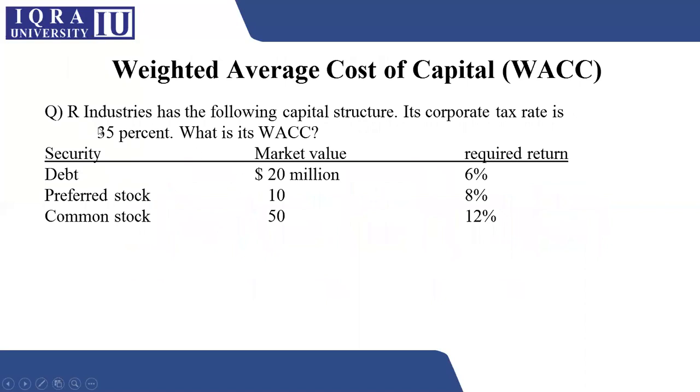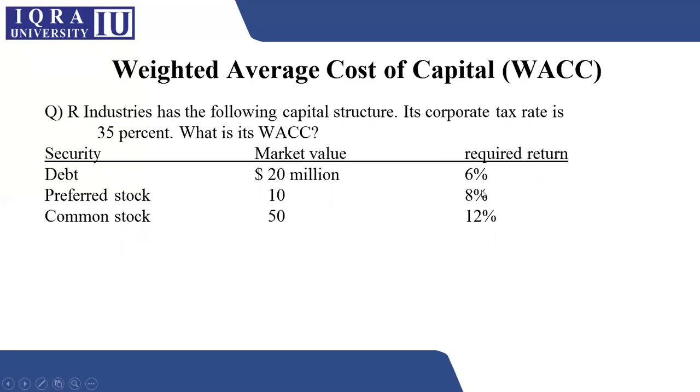Let's suppose this is the company in which a capital structure is provided. The corporate tax rate is 35%, and the question asks you to calculate the weighted average cost of capital. In simple terms, we call it WACC. Debt amount is 20 million, preferred stock is 10 million, and common stock is 50 million. If I ask you what is the weight of each component, I'm reminding you that by taking the sum and then the percentage of each component, you can easily calculate the weight of each component in the capital structure.